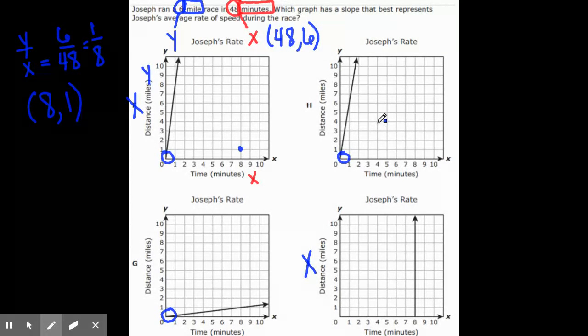H, you can see, is very similar to F. So that can't be our answer. Let's verify it just in case. And nope, the graph is nowhere close to that.